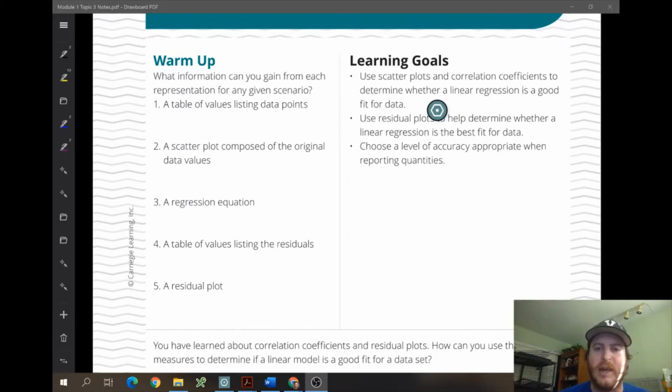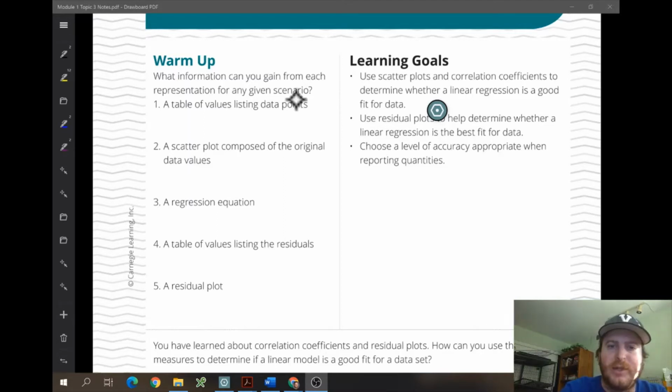I said before, data is never perfect. There's not usually one right answer when we're talking about data and analysis. There are different ways we can do it. We can use a linear regression, but sometimes we could use an exponential regression, and that might fit our data even better. So for the warm-up, I just want us to think about what different information we can gain from each of these.